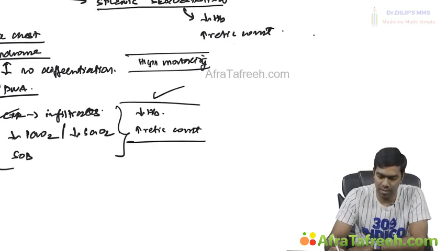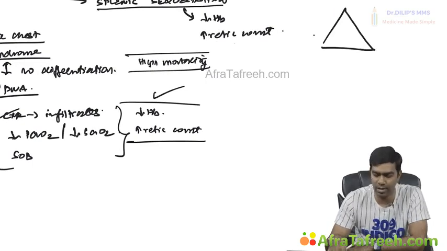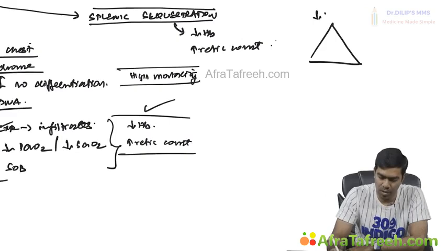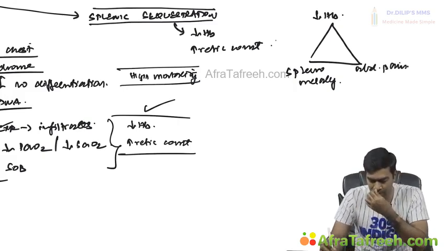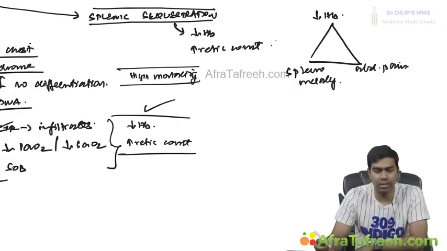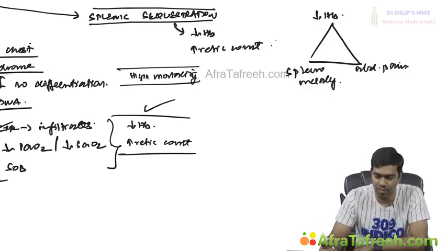At the same time, if you ask me what is the triad of splenic sequestration, it is low hemoglobin, sudden splenomegaly more than what is expected, and at the same time abdominal pain. Abdominal pain, reduced hemoglobin and splenomegaly in a patient with sickle cell disease confirms it's a splenic sequestration. This is one of the important points.